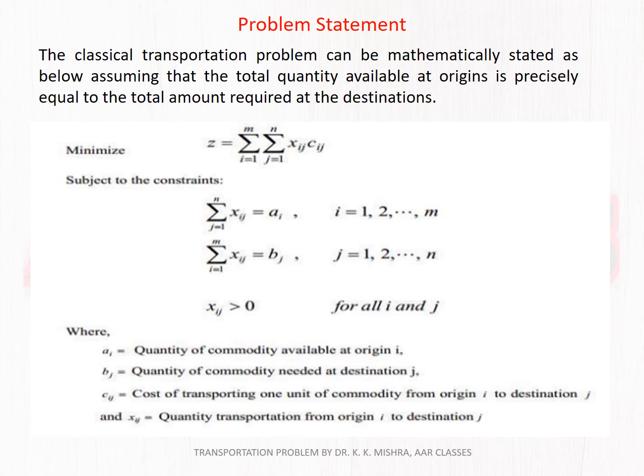Here a_i, as I referred to earlier, is the quantity of commodity available at origin i, where i may refer to 1, 2, 3, 4, whatever the number of origins. b_j is the quantity of commodity needed at destination j, where j is 1, 2, 3 up to n. c_ij is the cost of transporting one unit of commodity from origin i to destination j, and x_ij is the quantity transported from origin i to destination j.